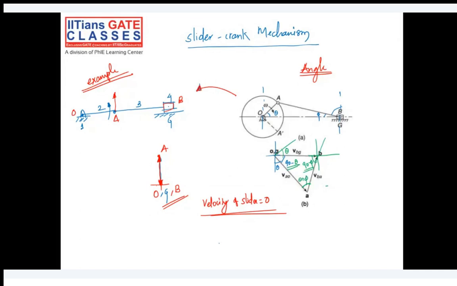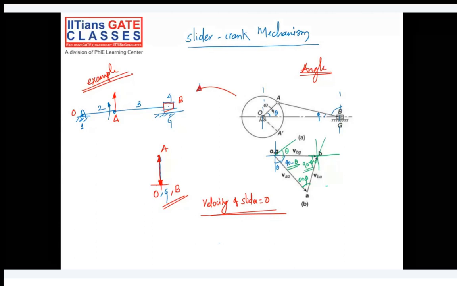So if angles are given in the mechanism, I hope you will be able to trace them in the velocity diagram and calculate their values in the velocity diagram. Okay, good.